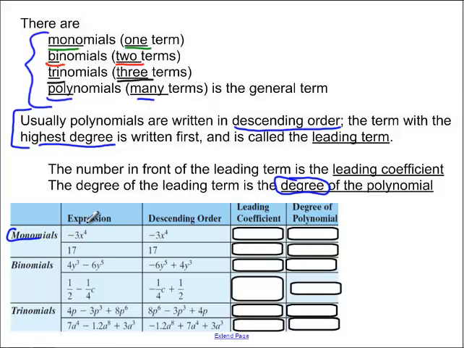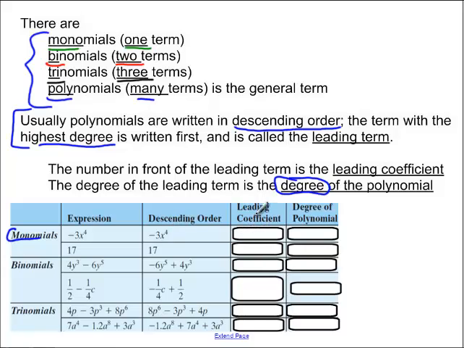So here's our expression. It does not have an equal sign, and the expression is negative 3x to the fourth power. That's a term, but it's also a monomial because it's just got one term in the polynomial. If we write it in descending order, we've got just one term, so we write it as negative 3x to the fourth power. What's the leading coefficient?